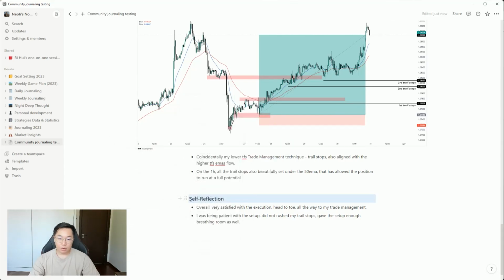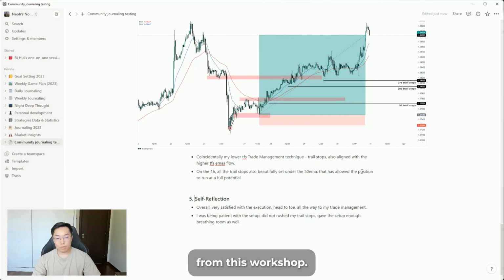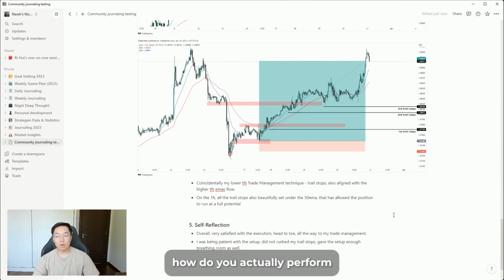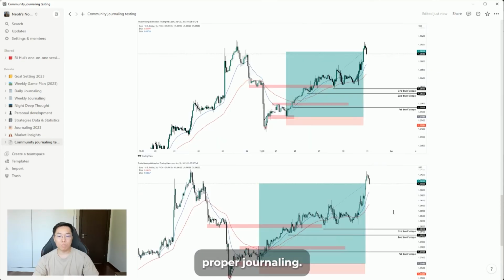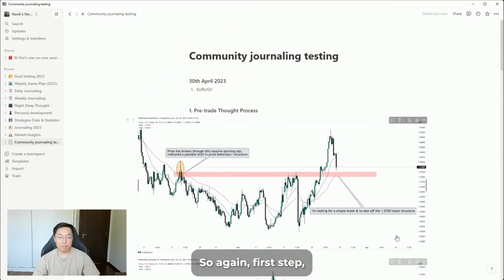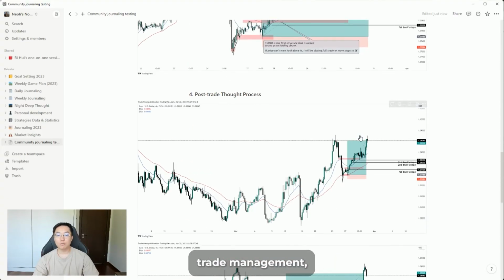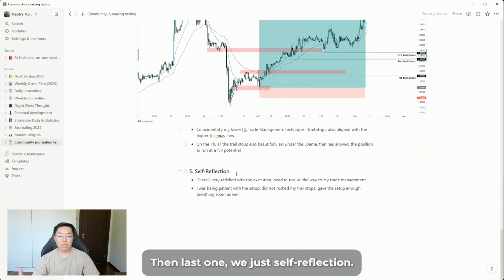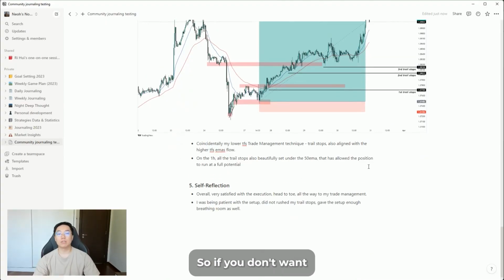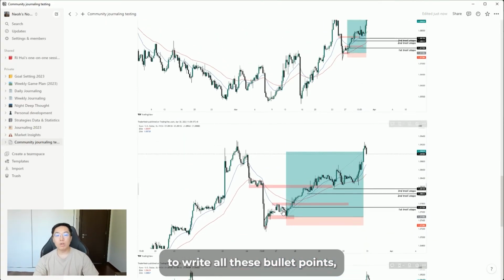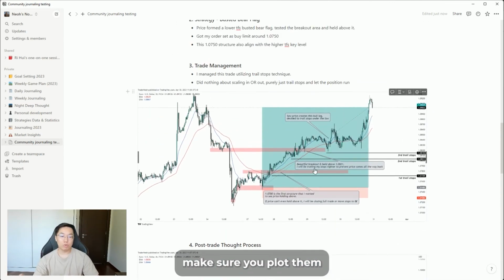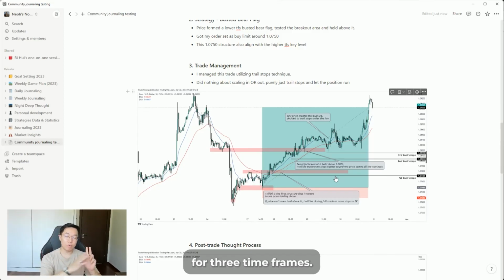So hope all of you learned something new from this workshop. This is just the head to toe of how do you actually perform a proper journaling. So again, first step, your pre-trade thought process, strategy, trade management, post-trade thought process, then last one, which is self-reflection. So if you don't want to write all these bullet points, you don't want to write any notes, make sure you plot them into the chart. The most important thing about journaling are taking screenshots. So please take a lot of screenshots for 3 time frames.